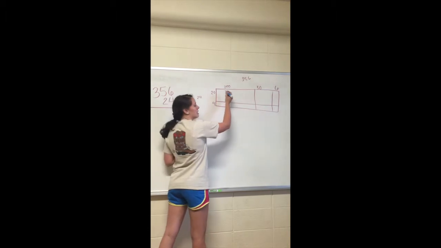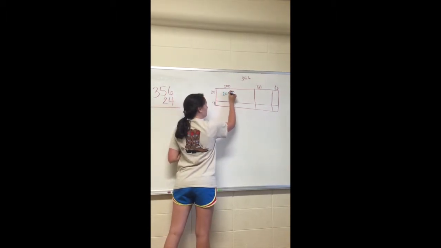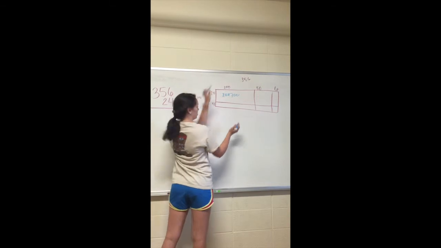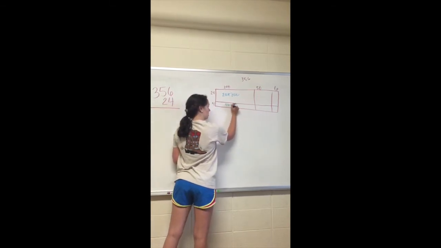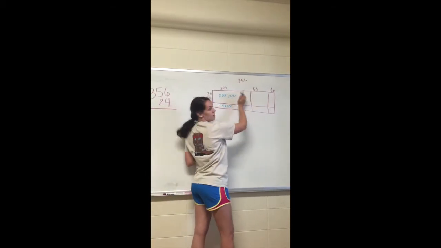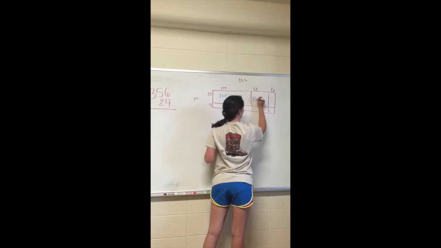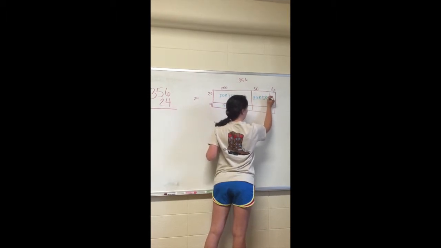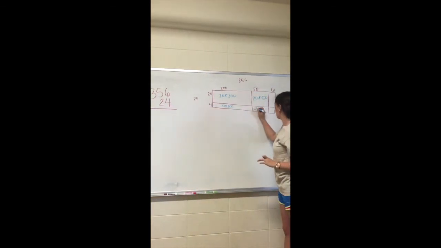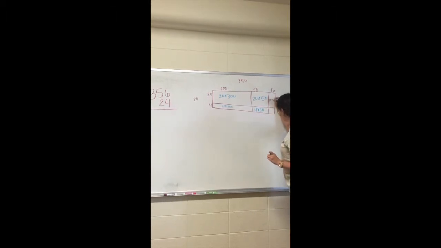This part of the array is 20 times 300. This part of the array, this section right here, is 4 times 300. Coming down here, this section of the array is 20 times 50. And this section of the array is 4 times 50. This section of the array is 20 times 6. And this one is 4 times 6.